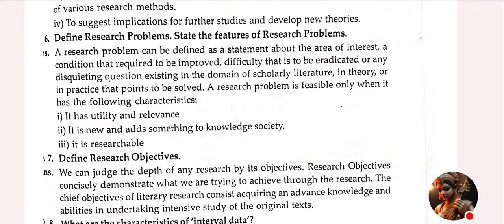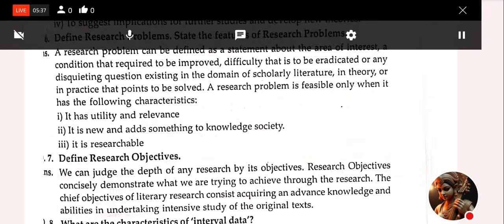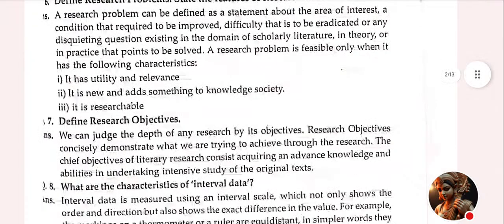A research problem is feasible only when it has the following characteristics. 1. It has utility and relevance. 2. It is new and adds something to the knowledge society. 3. It is researchable.